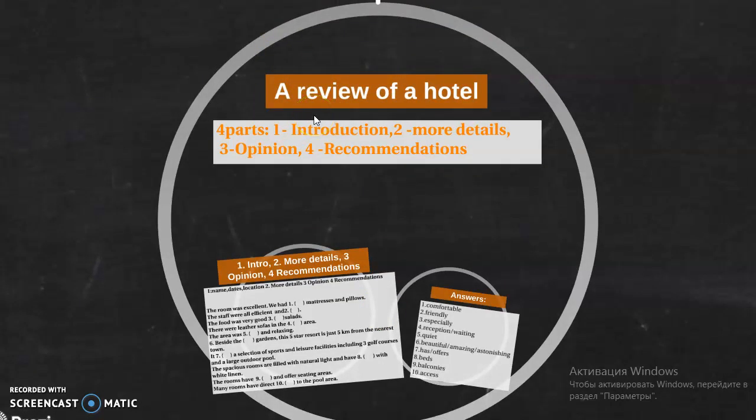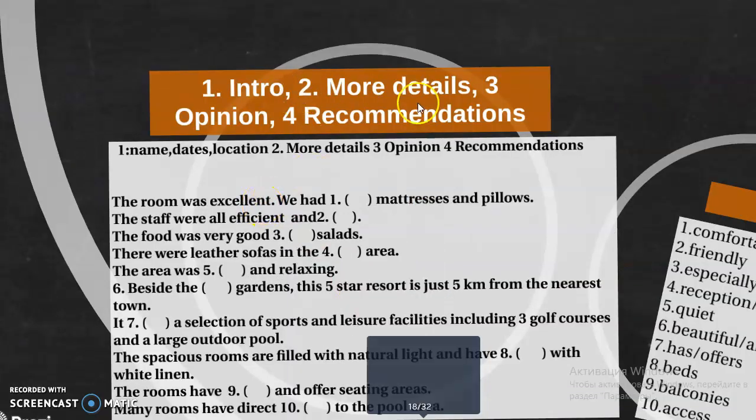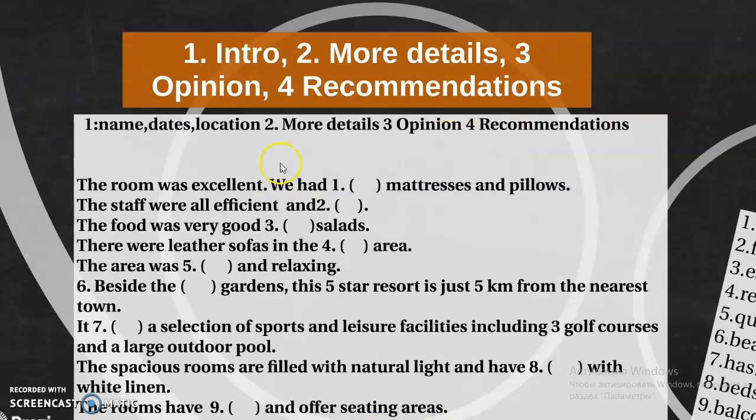Now we are going to learn how to write a review of a hotel. Again, for parts we have the introduction, then more details about the hotel, and opinion and recommendation. It's more like a review of a restaurant. So the first thing is the introduction, more details, opinion and recommendations. Name, dates, location, more details, opinion, recommendations. The room was excellent, you have to say, and the staff all efficient, the food was very good, and so on.